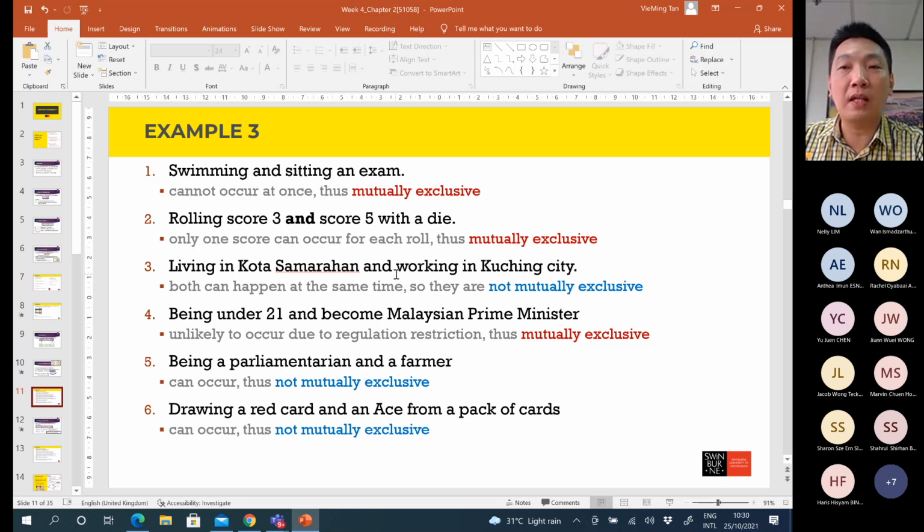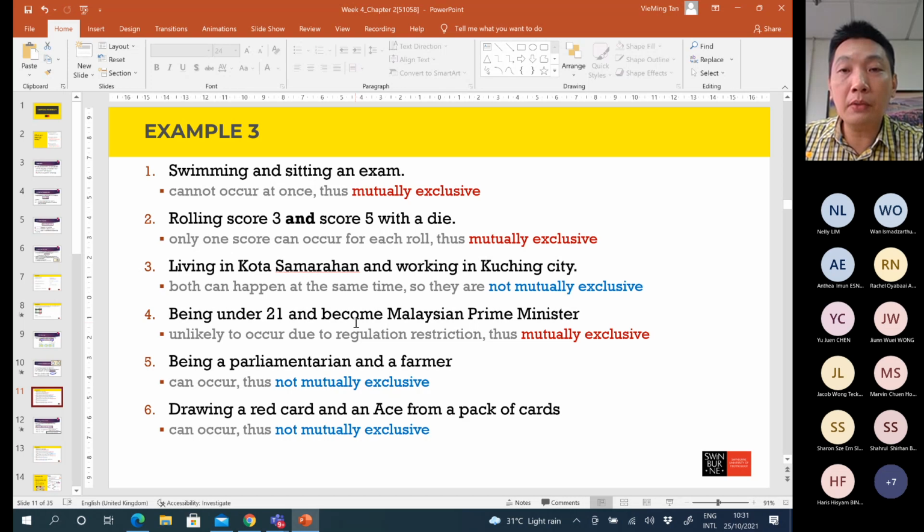Okay, so these two events are not mutually exclusive. Next question, next example: being under 21 years old and becoming Malaysian Prime Minister.